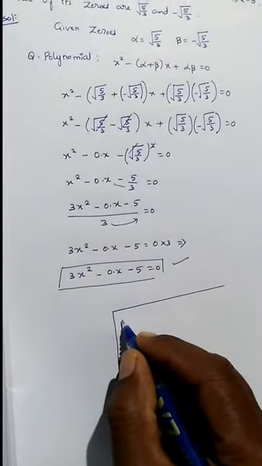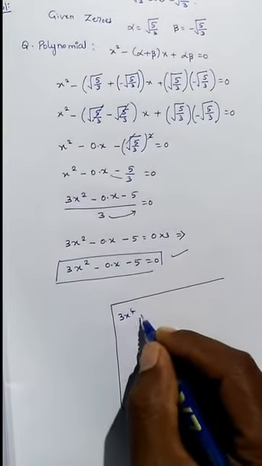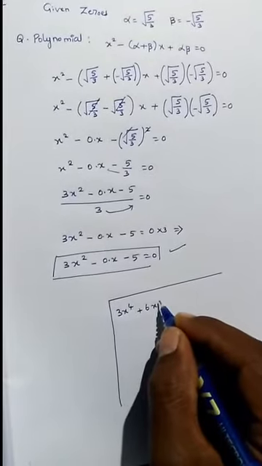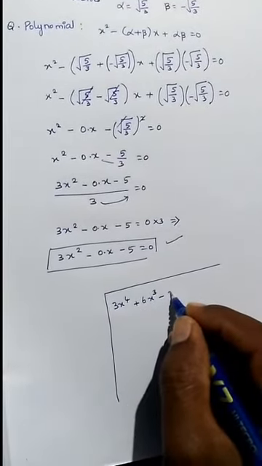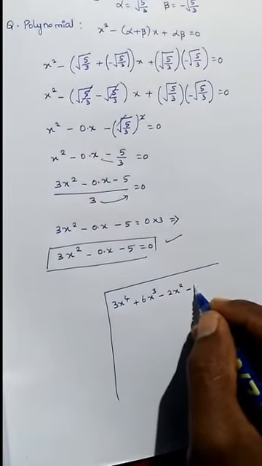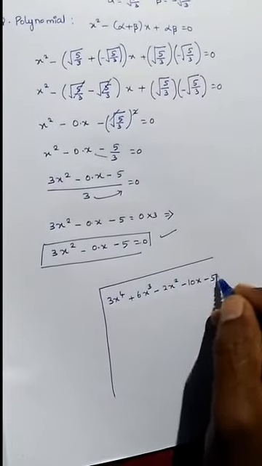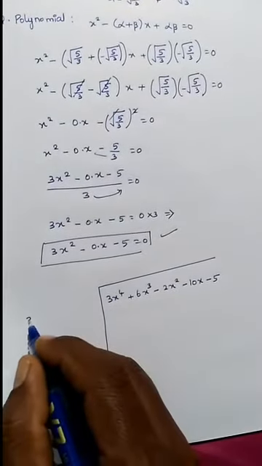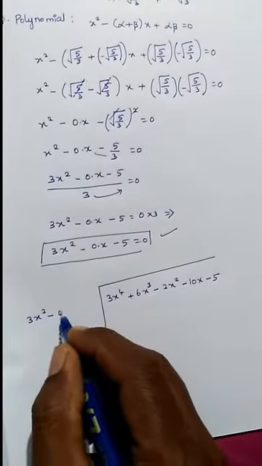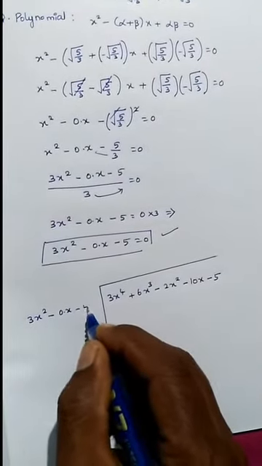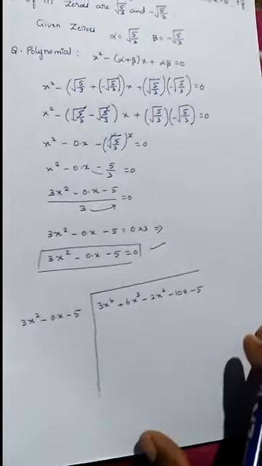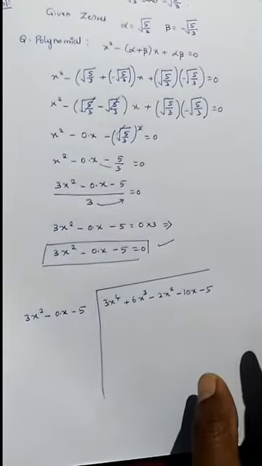So let's take here 3x⁴ + 6x³ − 2x² − 10x − 5. And here you can take this equation, 3x² − 0x − 5. So this division you can do. You know how to divide this.